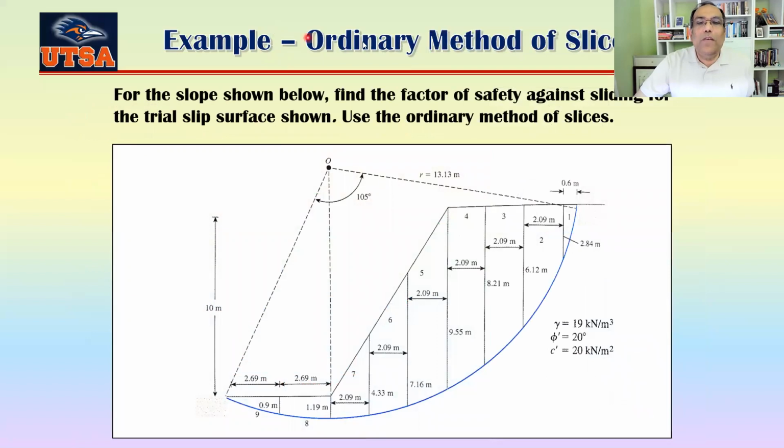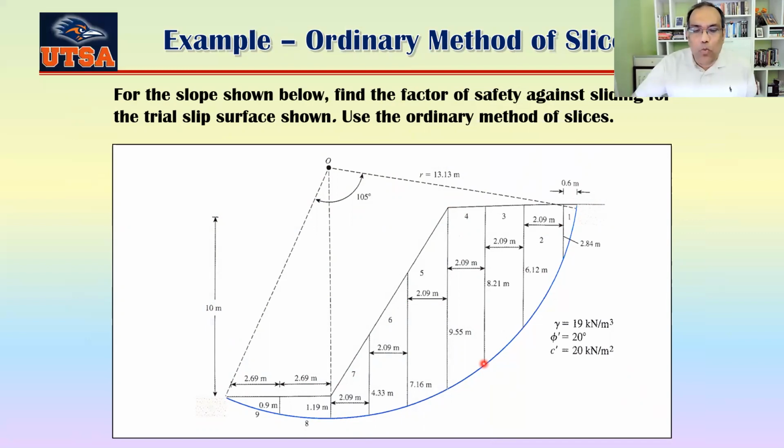Now here is one example for the ordinary method of slices. You can see they are trying to solve it for the slope shown below: find the factor of safety against sliding for the trial slip surface shown, using the ordinary method of slices. Basically, that's given here. For this particular case, they gave you the failure surface. In a practical situation, you actually have to pick a failure surface.